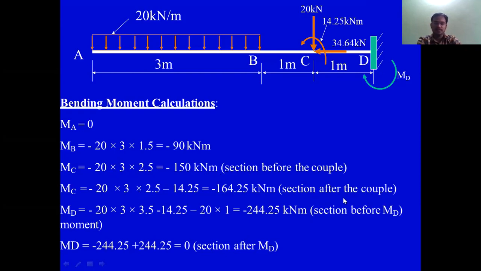Next, the section after the couple, minus 20 into 3 into 2.5, and you should add this couple. When you add the couple, it is minus 164.25 kilonewton meter. Next, at D, minus 20 into 3 into 3.5, the distance increased to 3.5, minus 14.25. This couple is getting added into minus 20 into 1. So this is the section before Md, and after Md it is 0.